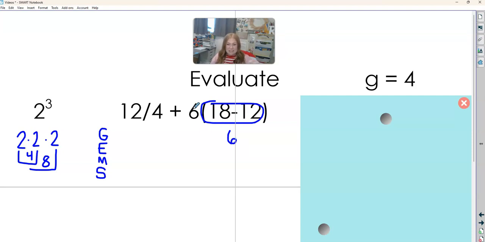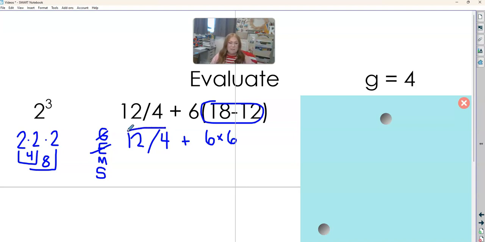Now this is not 66. It's 6 of this, 6 times 6. And then we have plus 12 divided by 4. So now we have 12 divided by 4 plus 6 times 6. Remember, whenever we can't see a sign, it's of those. We have 6 of these. They're right next to each other, means multiply. So we've done our groups. We do not have any exponents on this problem. So we're looking for multiply and its opposite, divide. Just like we read, we have to go from left to right.